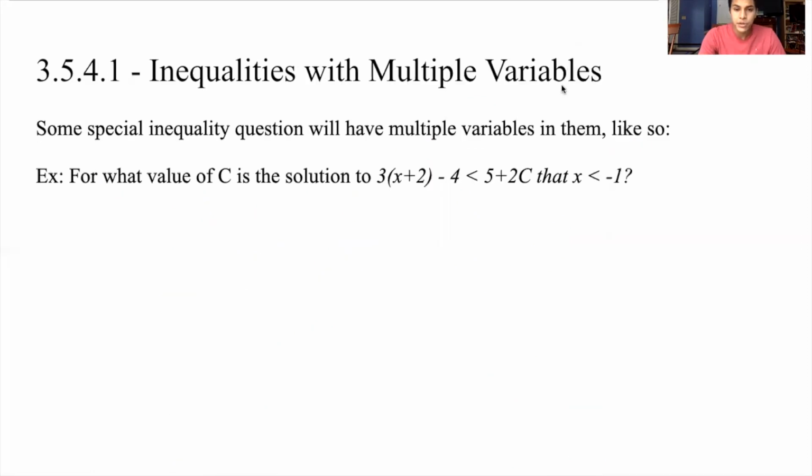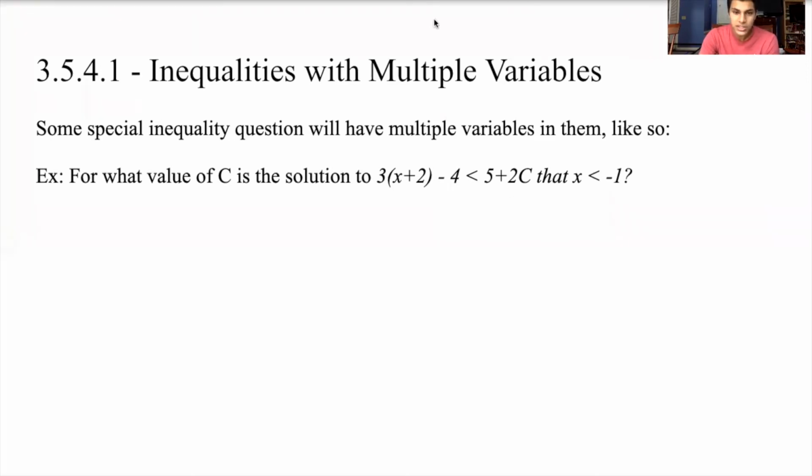All right, and finally, we're going to talk about inequalities with multiple variables. So some special inequality questions are going to have more than one variable in them. So here's an example of this. So this says, for what value of c is the solution to 3 times x plus 2 minus 4 less than 5 plus 2c, that x is less than negative 1?